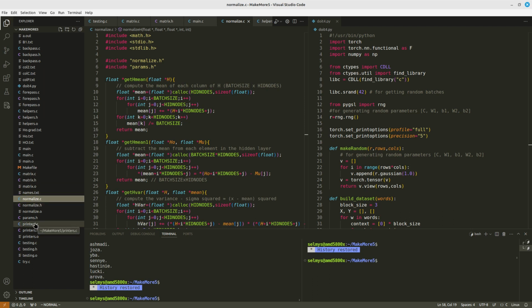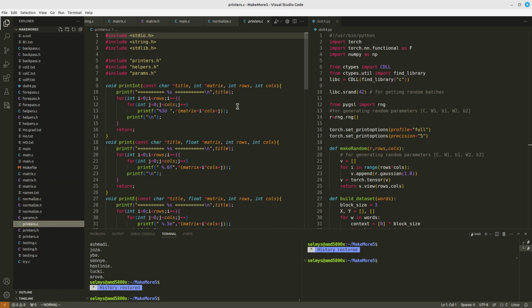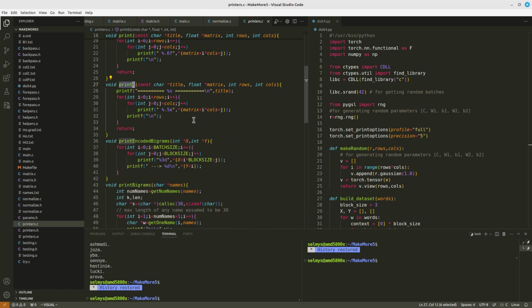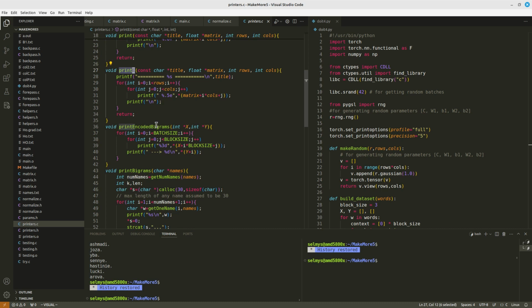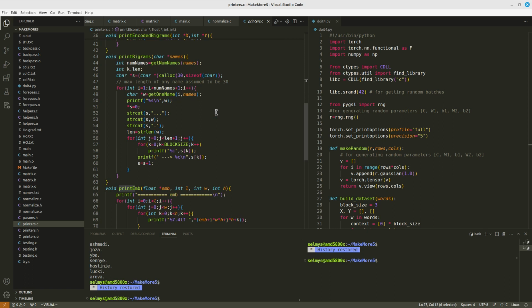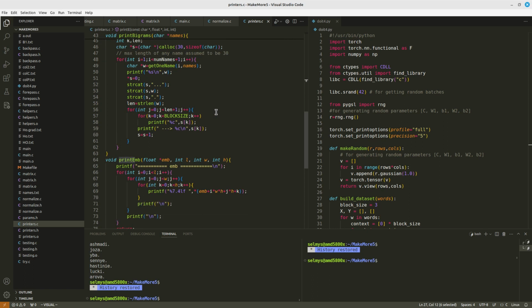I have another C program here called printers, which allows me to print things out. This function will print an integer array, or this one will just print a regular array. This prints an array in E format. So I have lots of different functions here, printing out bigrams. These little functions help me to debug and find errors in my code.